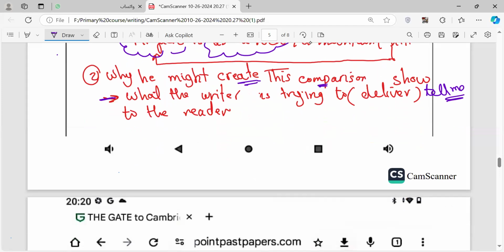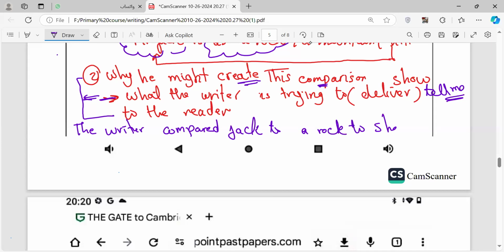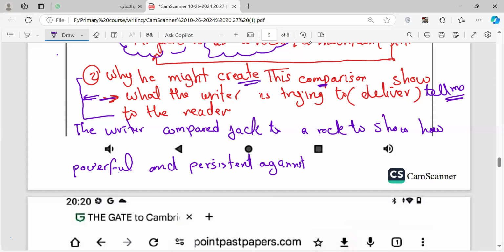So the explanation here is answering these two questions: the writer compared Jack to a rock to show how powerful and persistent against difficulties Jack is. This is the answer. So always think deeply about the points. Always think deeply about the comparison, about the sentence.